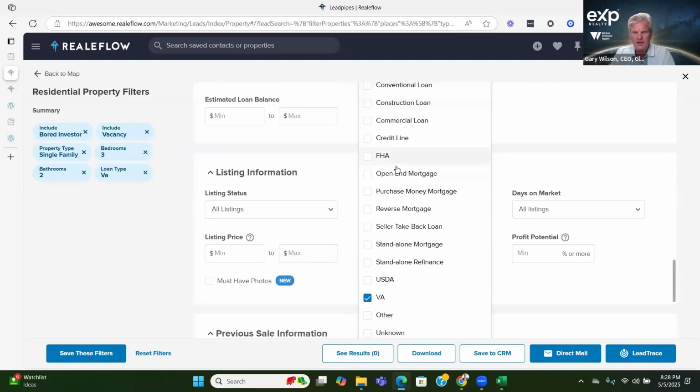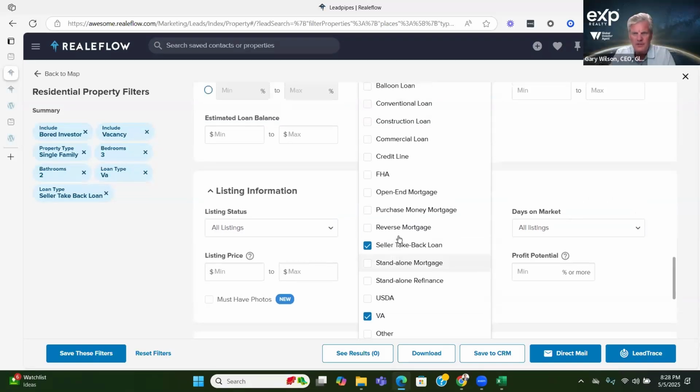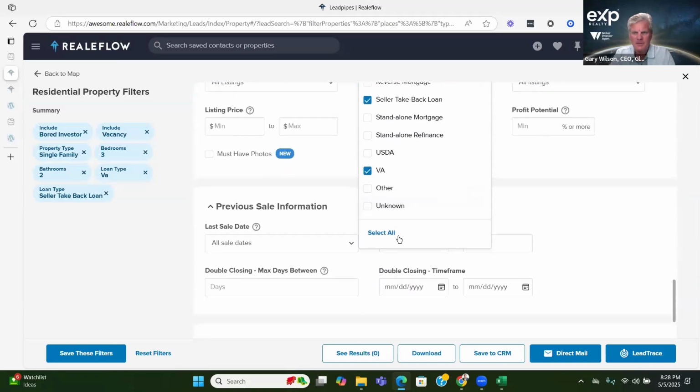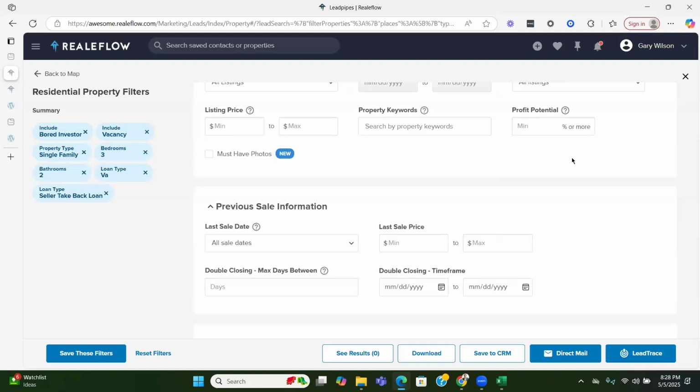Now, why am I not finding FHA, purchase money, reverse, or seller take back? What was the one you just said, Gary? All-inclusive trust deed, you said? Oh, was that down in the other tab? No, I couldn't see. I'm on my phone right now. I'm switching back to my computer so I can see better. Oh, you said it just a minute ago.